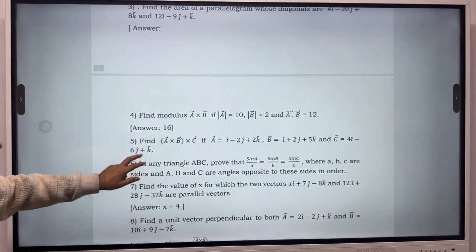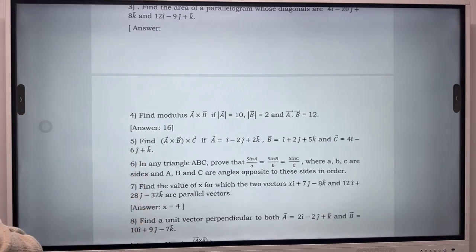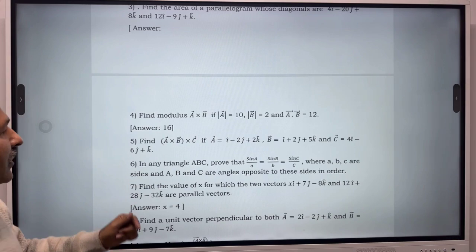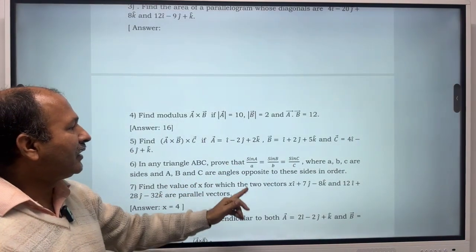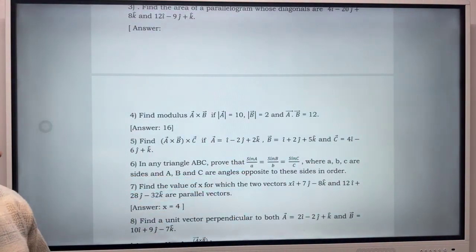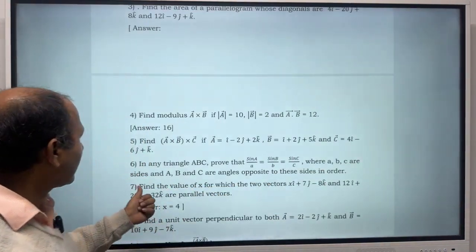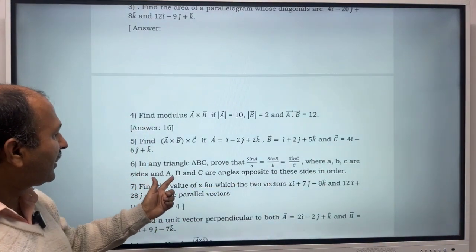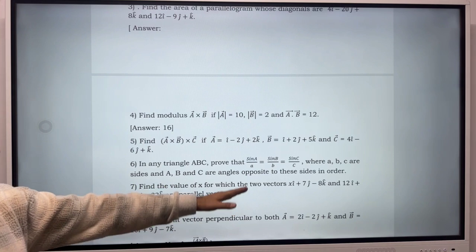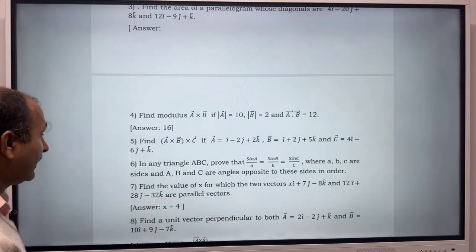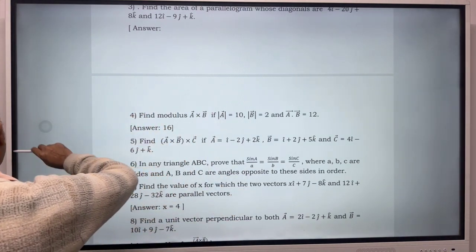Now let's see this question, which is a little good. In any triangle ABC, prove that sine A upon a equals sine B upon b equals sine C upon c, where a, b, c are sides and capital A, capital B, capital C are angles opposite to these sides in order. Let's see this question. What can we do?